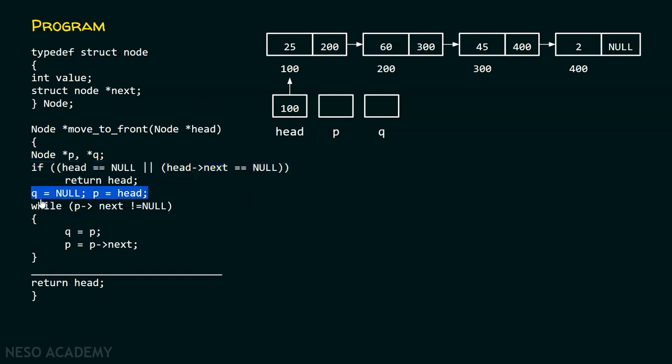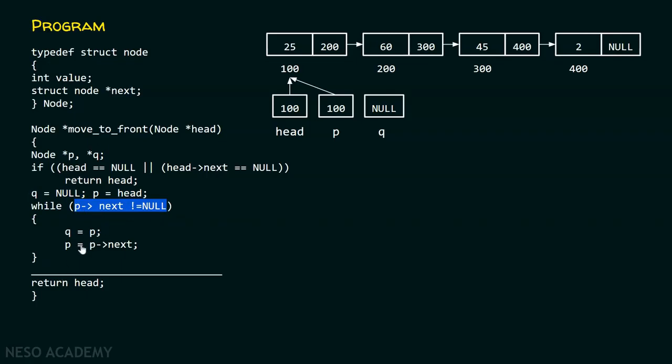Else what we will do, we will put null in Q and we will put head in P. That means we will store null in Q and we will store this address 100 in P. Now you can see that P pointer is pointing to the first node of the list. After this, we will evaluate this piece of code. Here, we will check this condition. Is P next equal to null? If P next is equal to null, we'll get outside of this while loop.